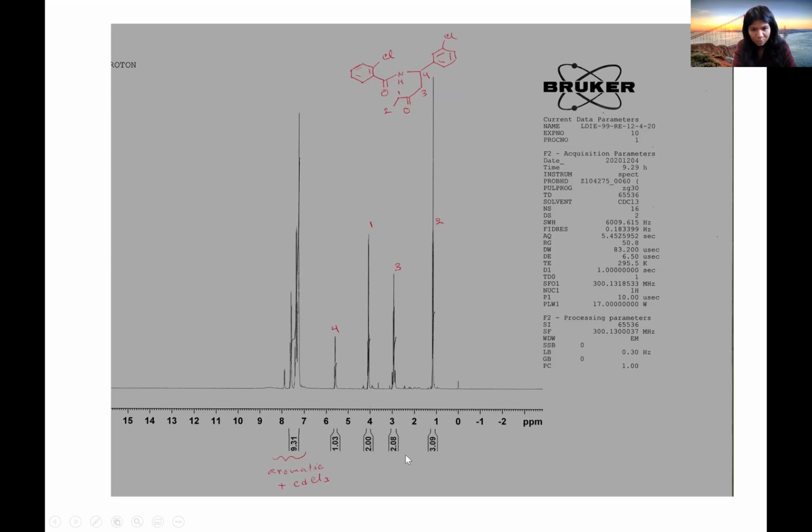Here the numbers you can see are 2, 2.08, 3.09, 1.03, 9.31. These are all the numbers of protons. Whenever you take an NMR spectrum, you will have an option in the NMR software to integrate the peak. So I have integrated the peaks, and these are the corresponding integrals, and this signifies how many protons each peak is for. This peak is for 2 protons, this peak is for 2.08, this is for 3.09, and this is for 1.03. As you can see, all of them are between 1 and 6, so they are all aliphatic protons. And now let's check the aromatic protons in my NMR.